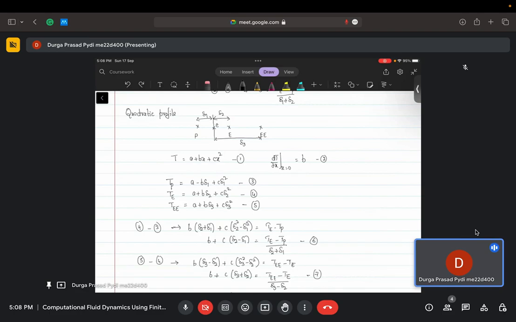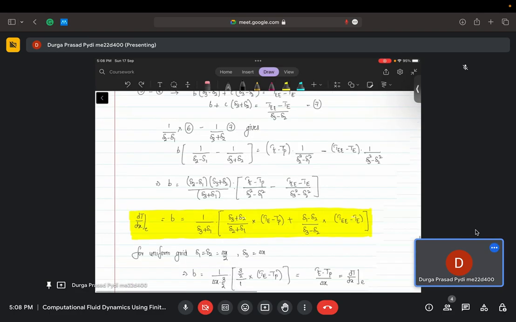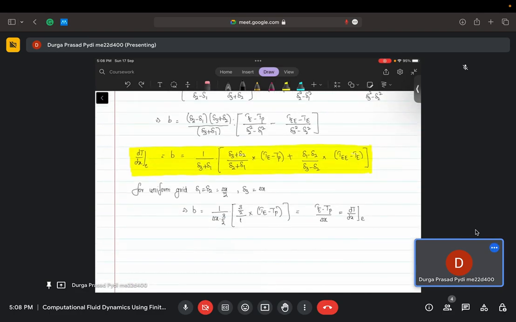If I solve these equations, I will get the value of B as something like this, in terms of delta 1, 2 and 3. Now for the case of a uniform grid, when you have delta 1 equal to delta 2 equal to delta x by 2 and delta 3 equal to delta x, and I substitute that, then B will essentially turn out to be the one we got for the linear profile. So for a uniform grid, it doesn't make any difference between a quadratic or a linear profile. So I think this is clear.